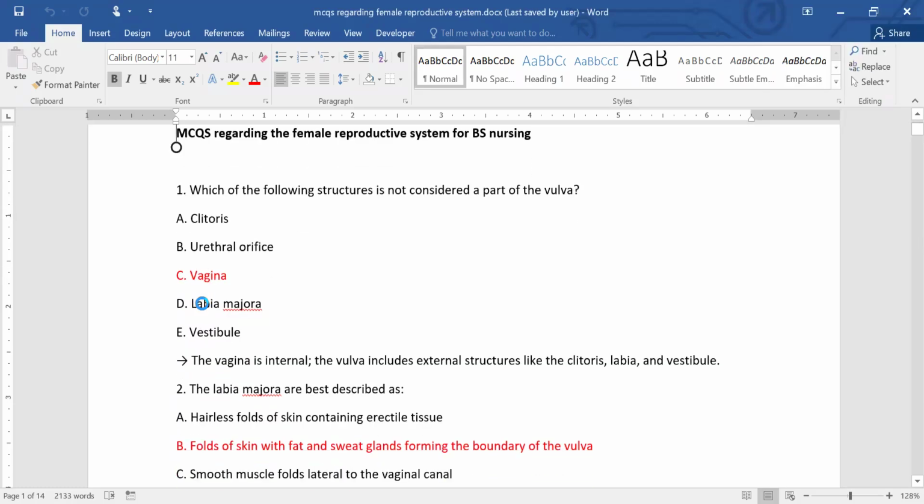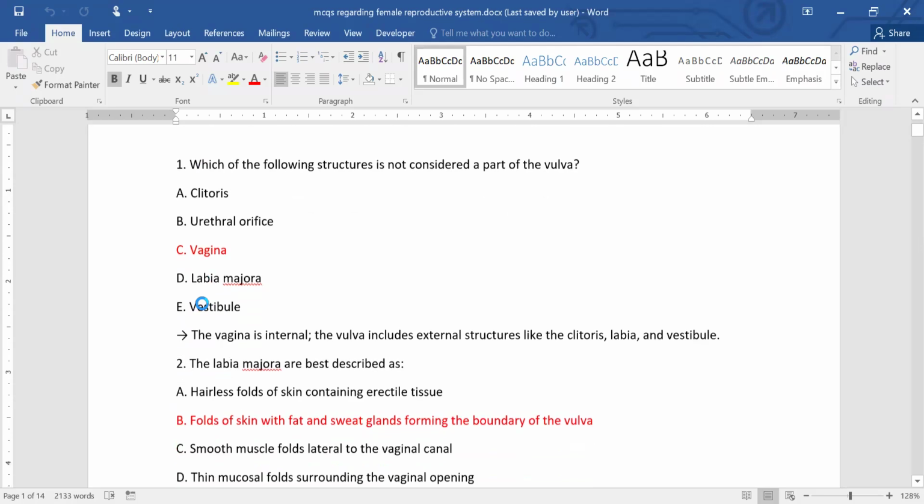Which of the following structures is not considered as part of the vulva? The vulva consists of the clitoris, the urethral orifice, the vestibule, the labia majora, and the labia minora. So the vagina is not part of the vulva. The vagina is an internal genital organ.